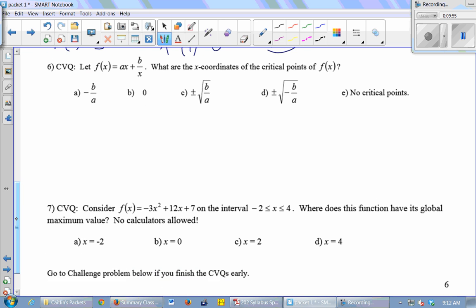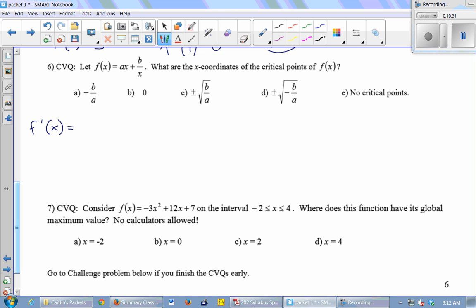All right, f of x equals ax plus b over x. What are the coordinates of the critical points of f? How do we find critical points? Where the function equals 0? Where you set the function equal to 0 and solve for x. Close. Set the derivative equal to 0 and solve for x. Yep. It's places where the derivative equals 0 or the derivative is undefined. Right? So first we should find the derivative.